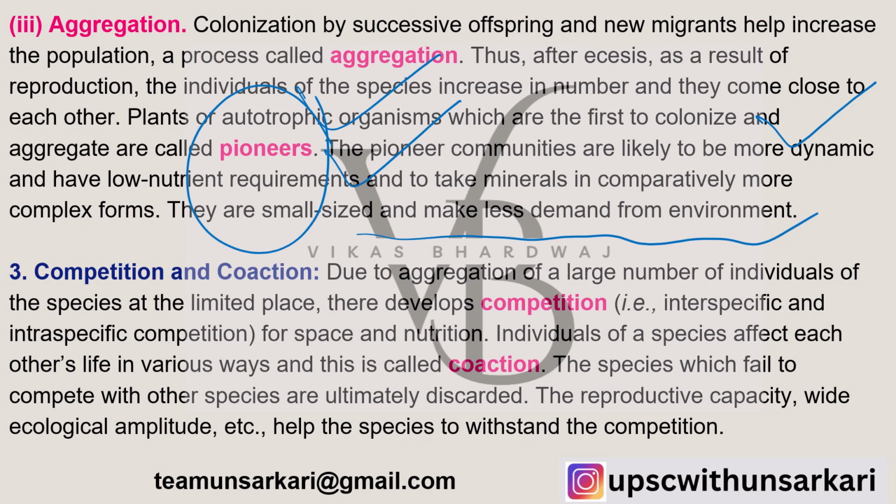We agree with that. But then when it comes to competition and co-action, because there will be aggregation of a large number of individuals of species in limited space, there will be competition. We already discussed competition in our last lecture, when we spoke about intraspecific or interspecific competition between different species for space and nutrition. The individuals of a species affect each other's life in various ways, and it is called co-action. In fact, when we study, we are also impacting each other. That is also a kind of co-action. The species which fail to compete are ultimately discarded. The same happens with the population also. The reproductive capacity, wide ecological amplitude, and so forth are some factors which help the species withstand the competition.